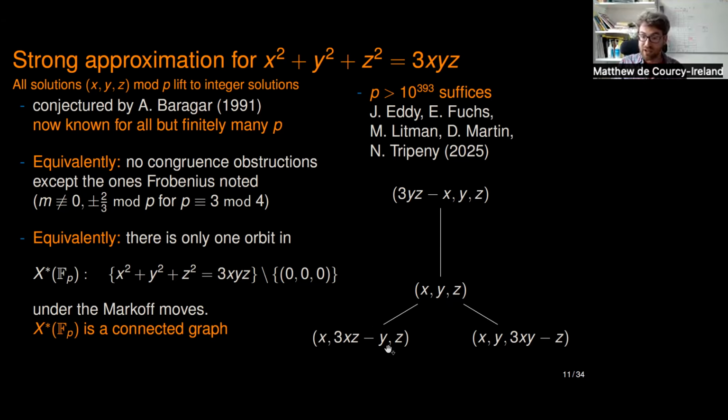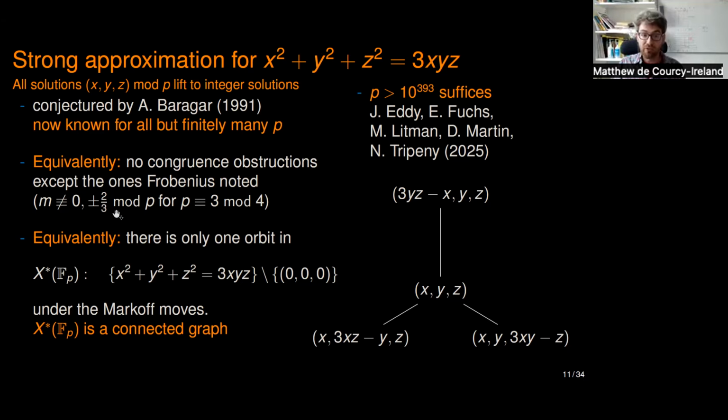In other words, everything connects back to (1, 1, 1), the root solution, and if you follow the moves in reverse, you'll be able to lift any solution mod p to an integer solution. So that's several different ways to think about this strong approximation that's now known for all sufficiently large p.